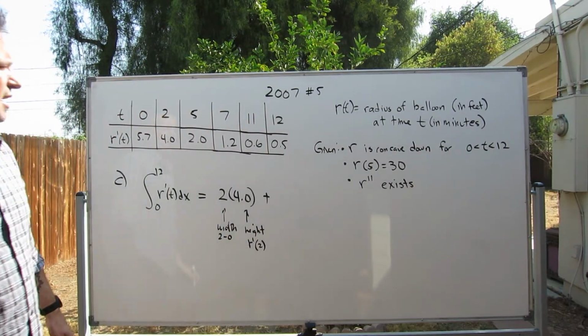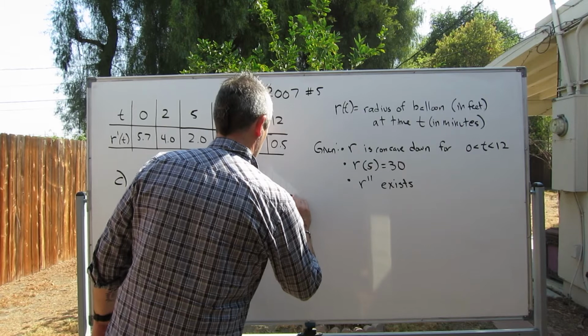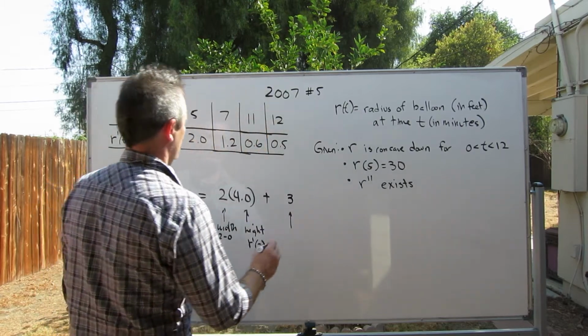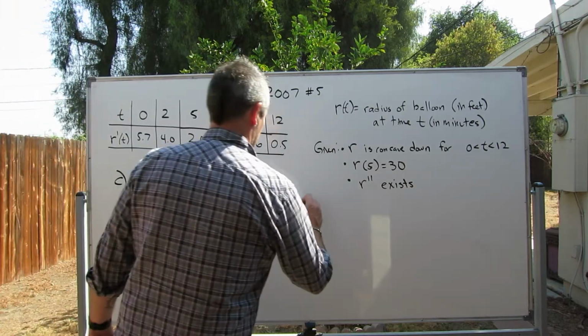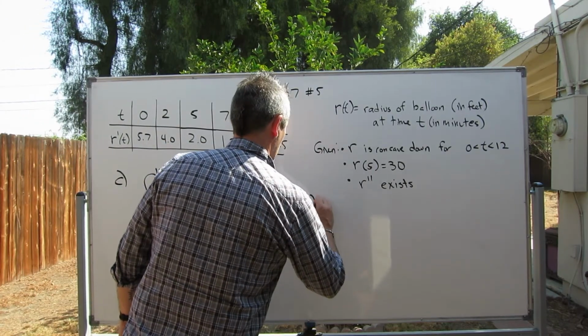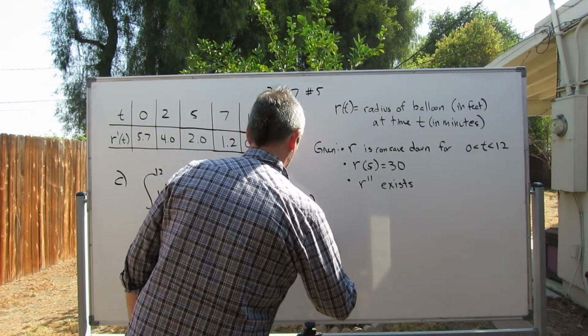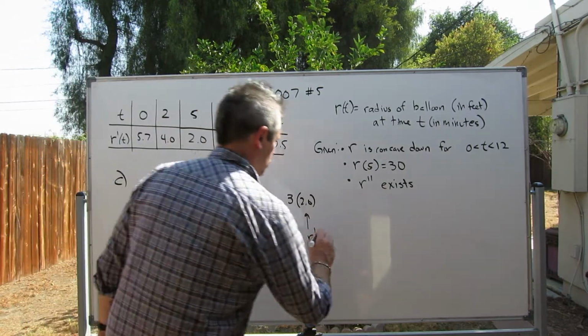In the second rectangle, the width this time is 3. That's because the width is 5 minus 2. And the height this time is 2.0. That's because this is r prime of the right endpoint, which would be 5.